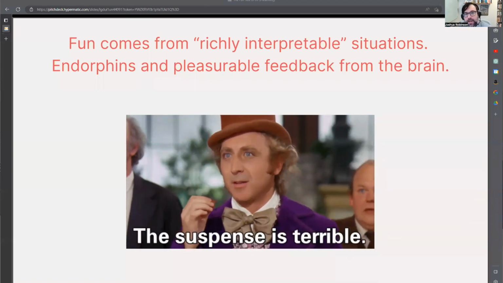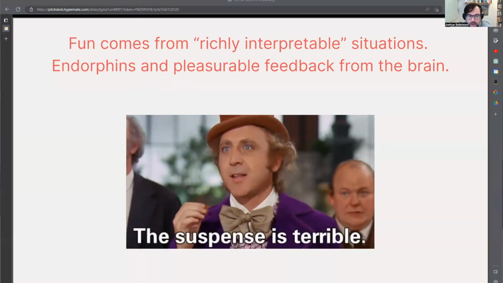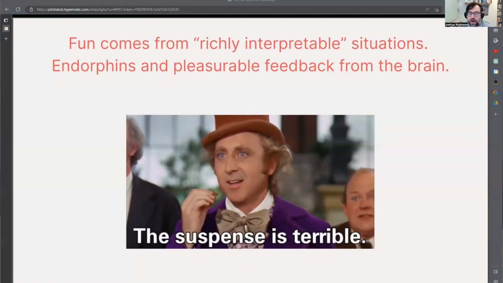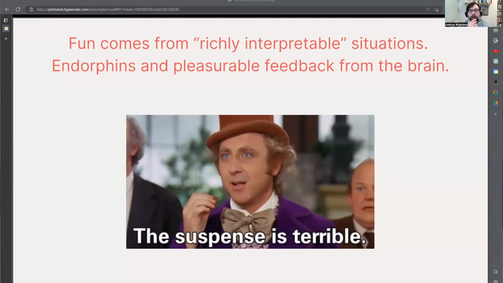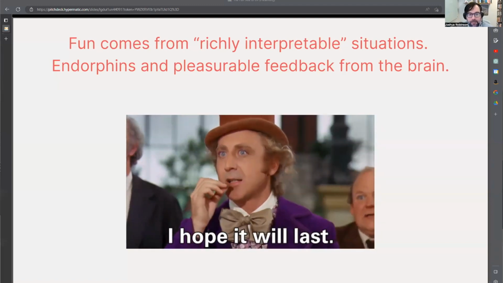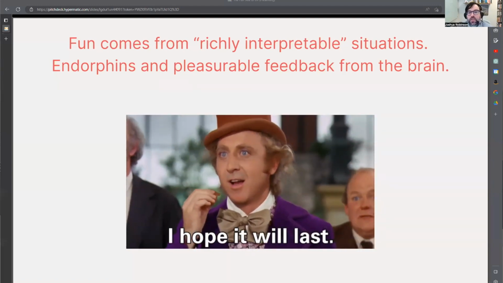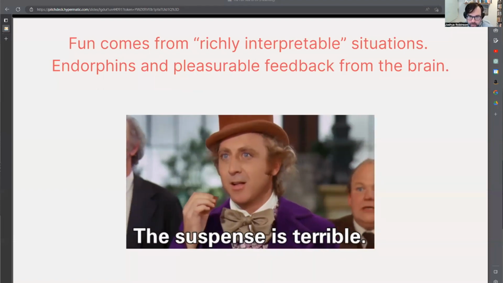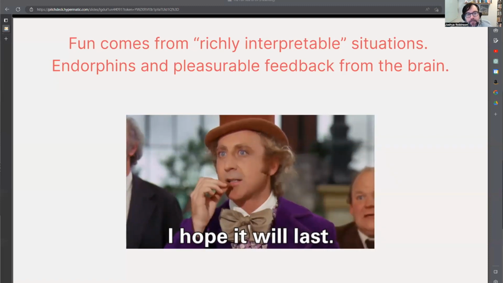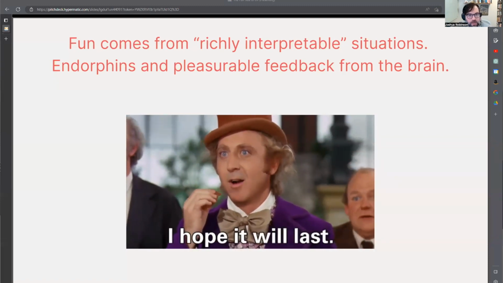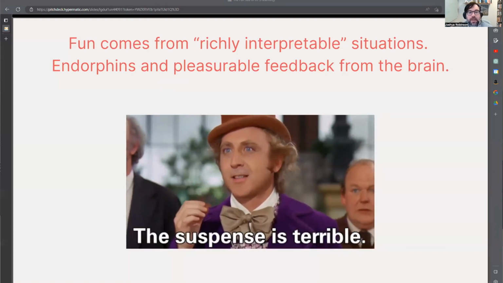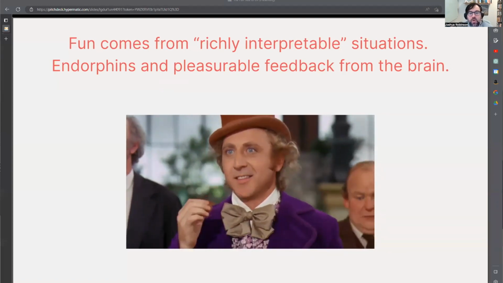What's so interesting to me about role-playing games is that they are richly interpretable. This is not my word. I found it from some other game theorist, okay? And he said that because of endorphins and the pleasurable feedback we get, fun comes from situations that are richly interpretable. And I think that phrase, richly interpretable, was what led me to start thinking about RPGs, because that's almost the definition of an RPG, is that you interpret the story.